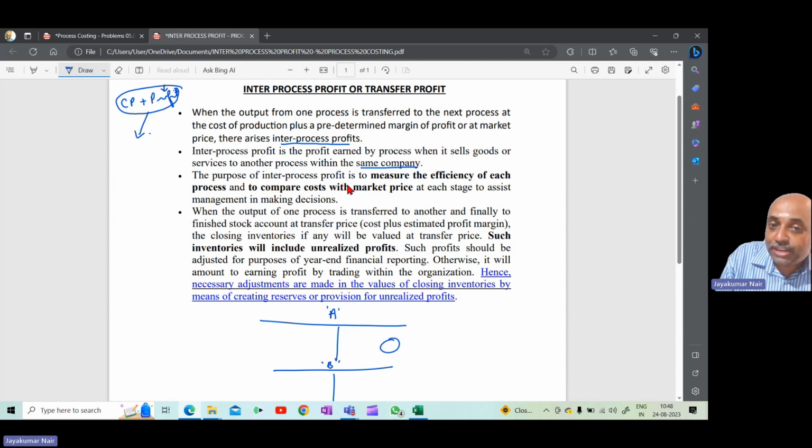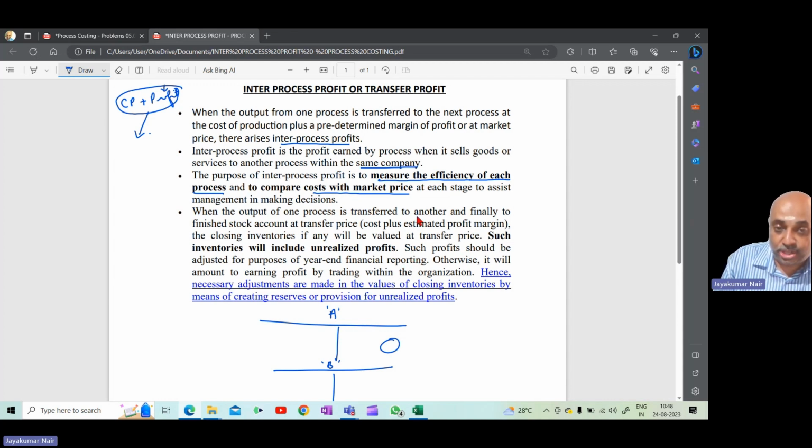So why do we have this inter-process profit? Why do we transfer the goods at the loaded price? What is the reason? The purpose of inter-process profit is to measure the efficiency of each department and also to compare costs with the market price at each stage of production.